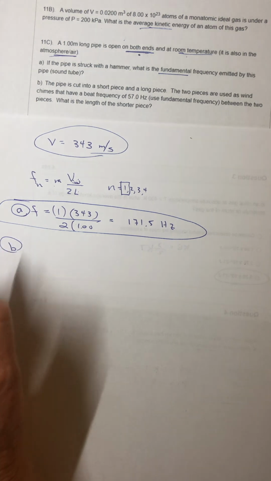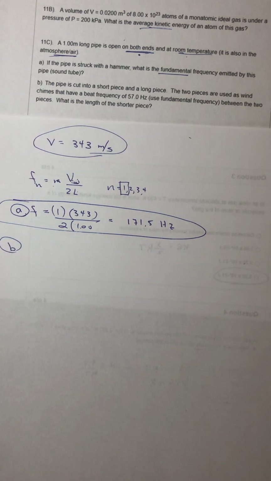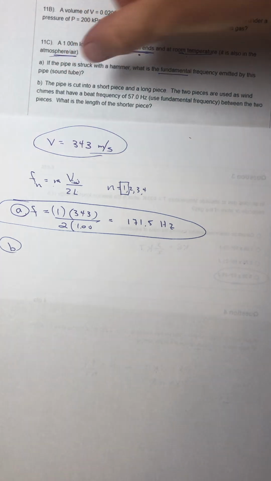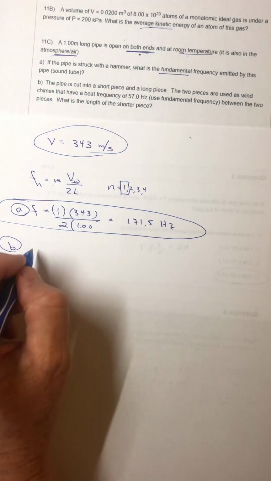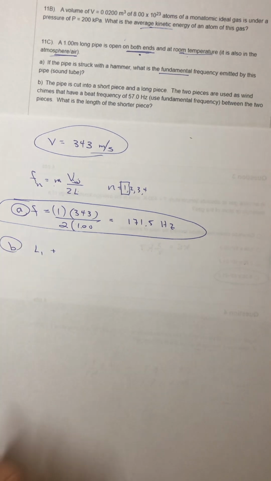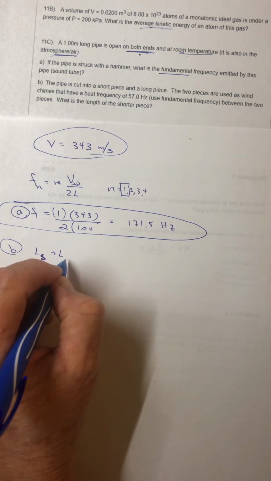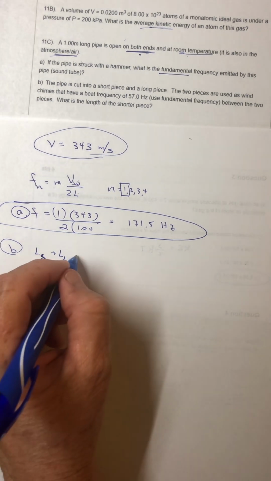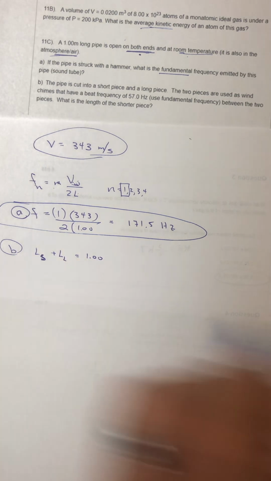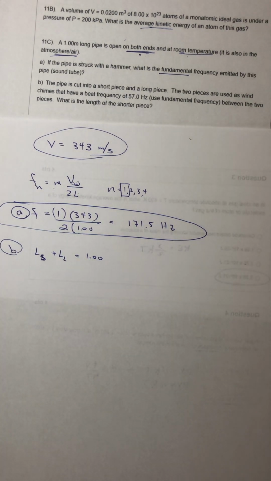Here's where it gets a little harder, both conceptually and definitely mathematically. Here, the pipe is cut into a short piece and a long piece. So let's call the short piece L1. Well, how about LS for short, and LL for long. But one of the things that I just want to emphasize is you're going to cut it. The two lengths now are going to add up to 1 meter. And so that's an important piece of information here.